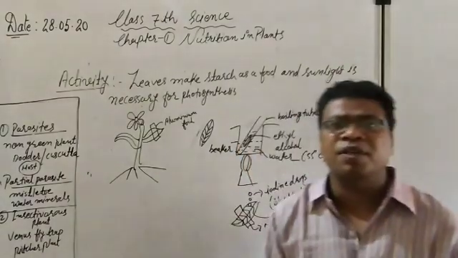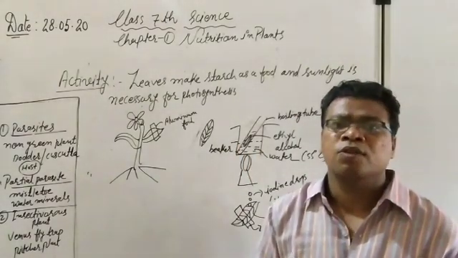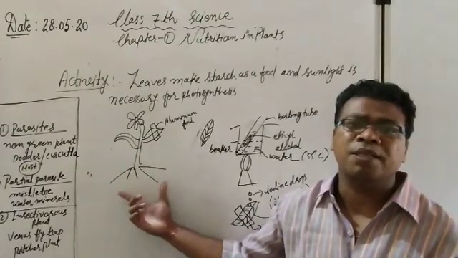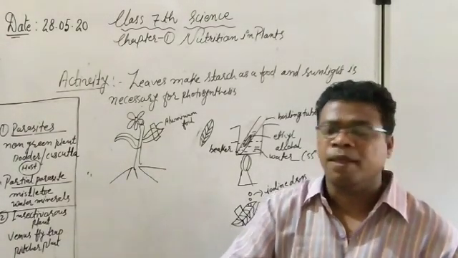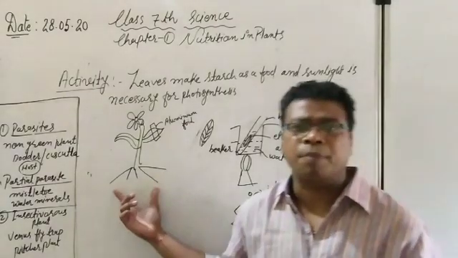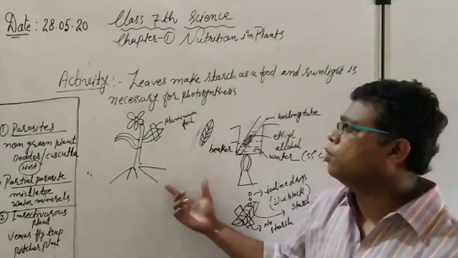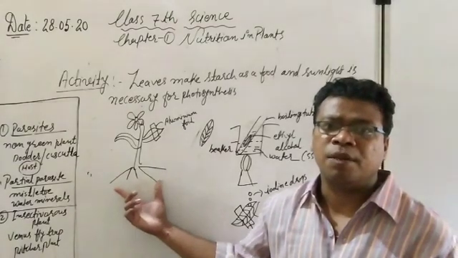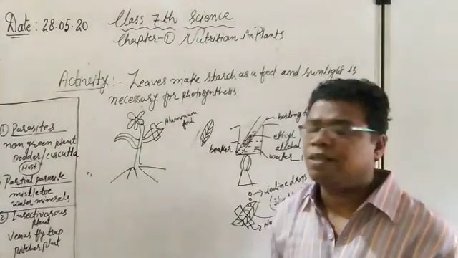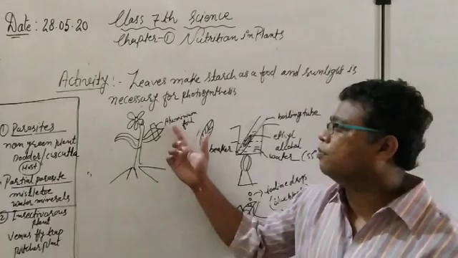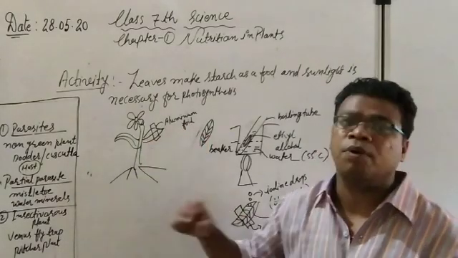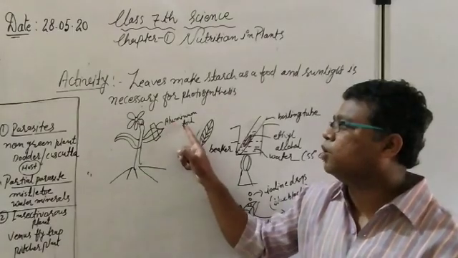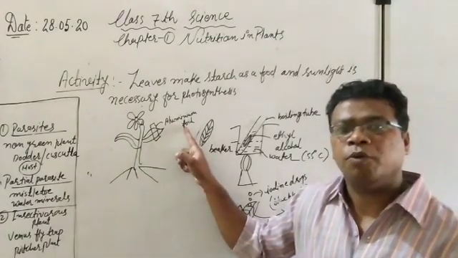So when we do this activity, what are the things that are needed? One potted plant. Potted means it is already planted. We have to take one healthy potted plant which is already in the sunlight. And what do we have to select? We have to select one particular leaf, and cover part of the leaf with aluminium foil. Again I am going to repeat.